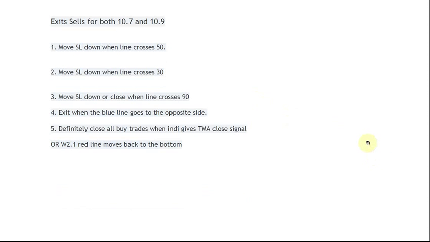So exits for sells, for both 10.7 and 10.9. Move stop loss down when the line crosses 50. Move stop loss down when the line crosses 30. Move stop loss down or close when the line crosses 90. Exit when the blue line goes to the opposite side. Definitely close all sell trades when Indy gives a TMA close signal or the W21 red line moves back up to the top.